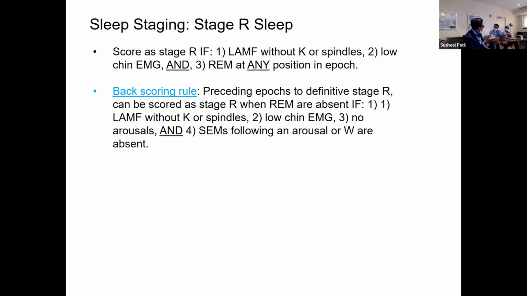What's the reasoning behind this rule? What this is really trying to get to is that you can see rapid eye movements, and that anchors us that REM is starting. But in fact, what often precedes the rapid eye movements is that chin EMG tone has already started to come down. So this rule allows us to score REM backwards to the point of that reduction in EMG tone, assuming there's an absence of K complexes, spindles, arousals, etc.